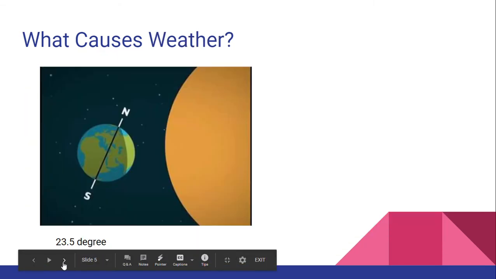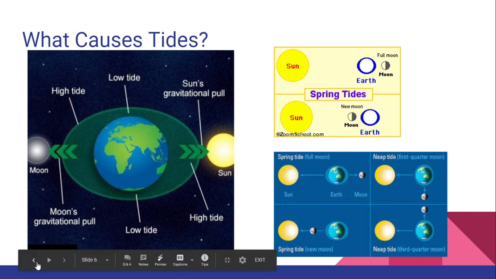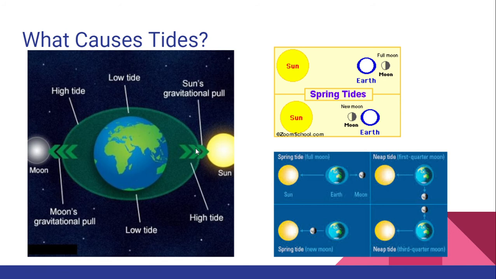So like we talked about, how the Earth is tilted on its axis, and the revolution of the Earth around the Sun causes the seasons to change in the two hemispheres.